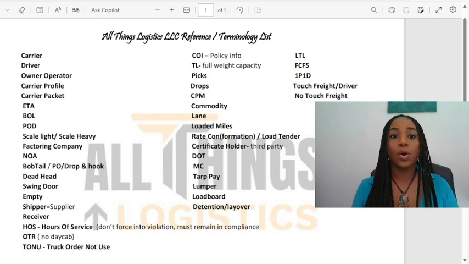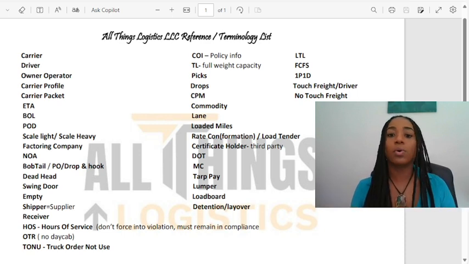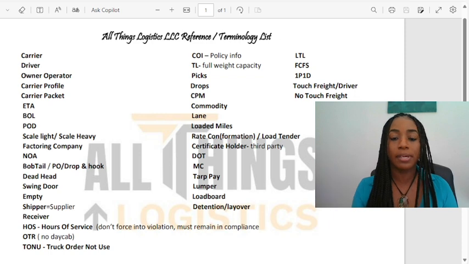So this is letting you know that when you look on the rate con where it says time that it needs to be picked up or time that it needs to be delivered, it'll say FCFS and it'll have hours. It'll have a window. So it'll say, hey, from 6 a.m. to 9 p.m. FCFS, meaning get there within this time window, and we're going to load you or unload you on a first come, first serve basis.